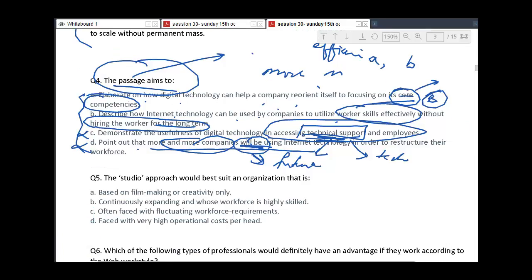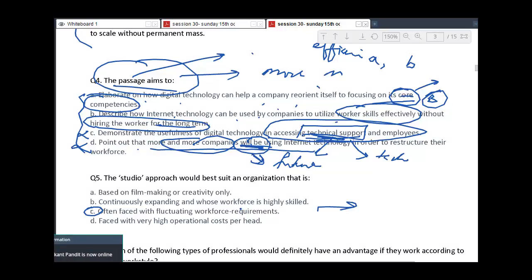Now tell me, what is the second question? The studio approach would suit best an organization that is... See, simple, straightforward. If you do this question correctly, you can do this question correctly. Tell me what was so difficult about it.